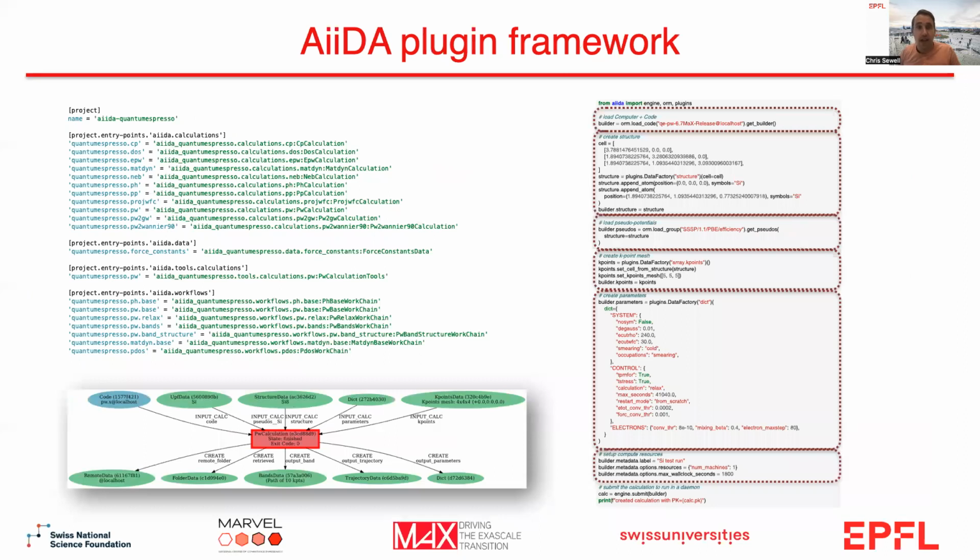As I mentioned, AiiDA has a pluggable framework. And by that, I mean that you can create your own Python package and use the Python entry point system to declare new components, such as data types, calculations, and workflows, which can then be loaded by AiiDA in run scripts to compose and submit computations in a very standardized and modular way.